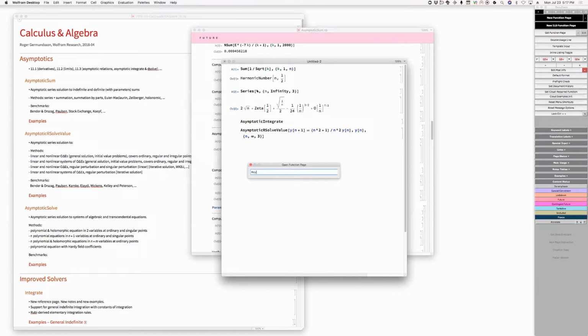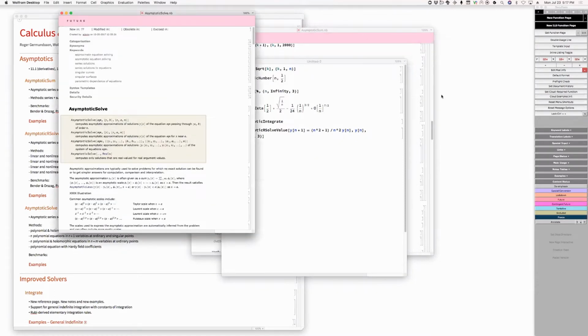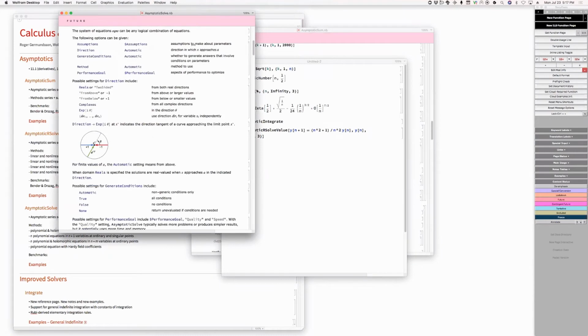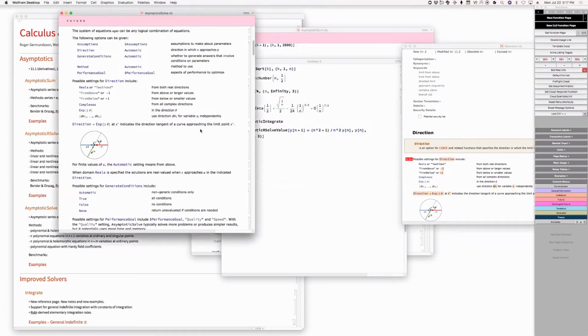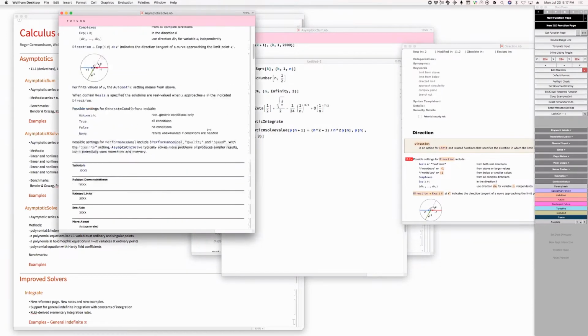Asymptotic solve is going to deal with things which are going to be degenerate, among other things. It says you can approach the point at which you want the expansion from different directions. So direction was an option for limit. Yes. A little bit general for that, but whatever.